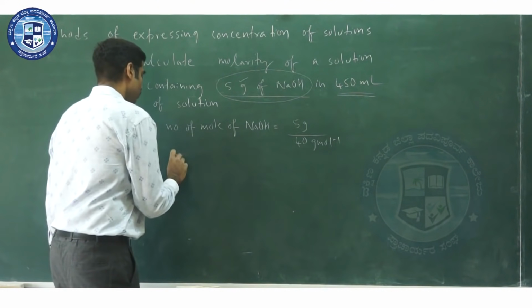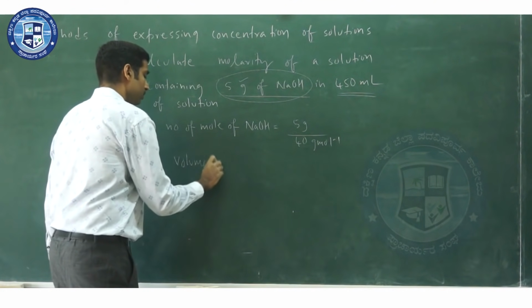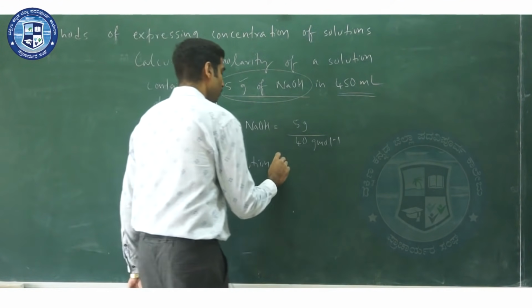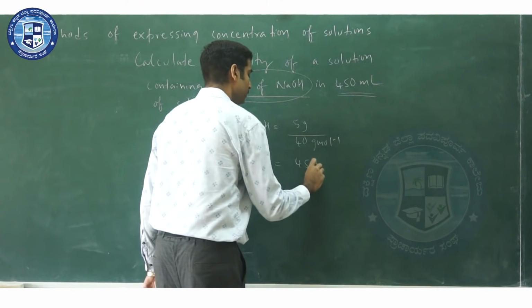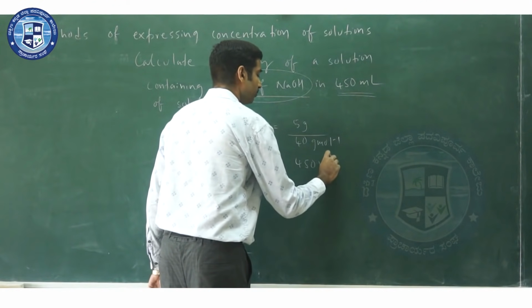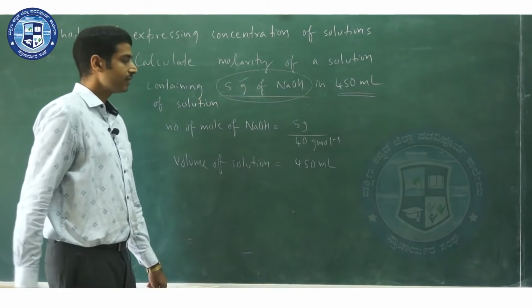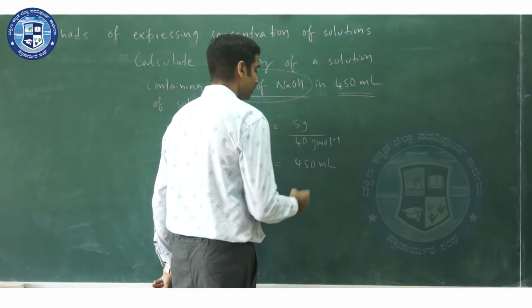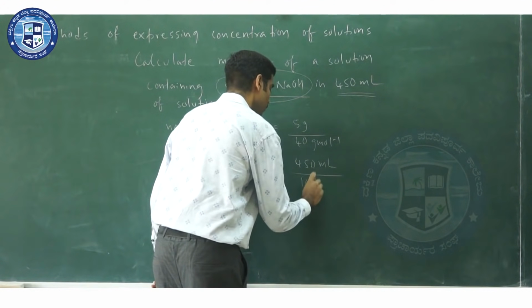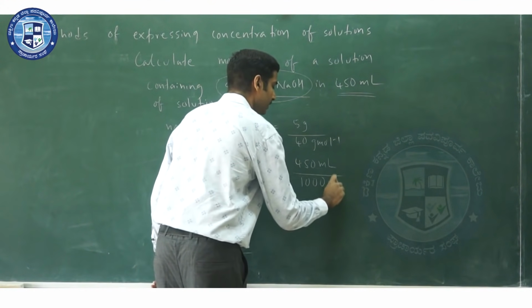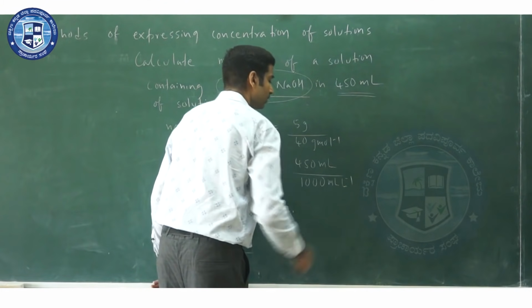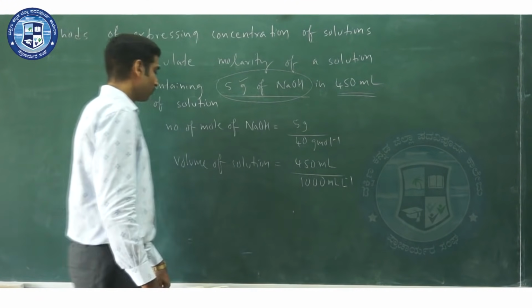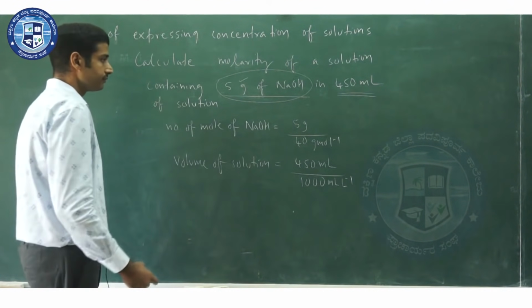So you have got the volume of the solution. Volume of the solution is 450 milliliter, but then you have to express this in terms of liter. So therefore this is 450 divided by 1000 milliliter per liter. So that will be the volume of the solution in terms of liters.